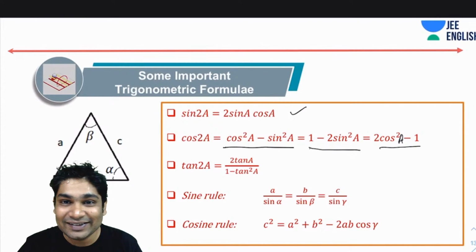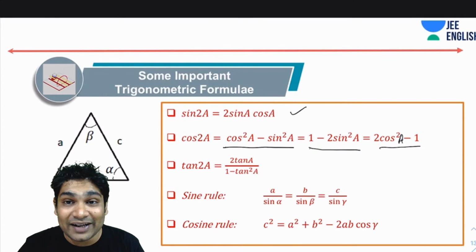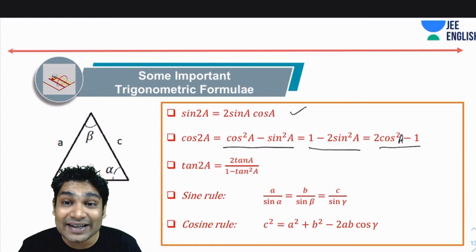Hope you're doing well. Similarly, tan 2a will become 2 tan a over 1 minus tan square a. In all these formulas, I'm just substituting a equals b in the last sheet. Alright, I'm getting these. Then you have the sine rule. The sine rule says that a over sine alpha equals b over sine beta equals c over sine gamma. Let's see how that comes.